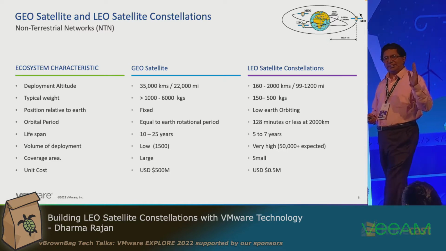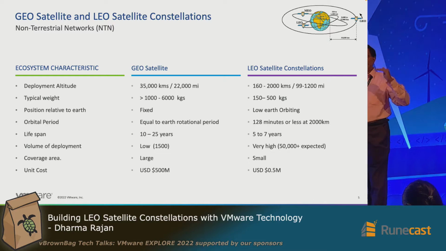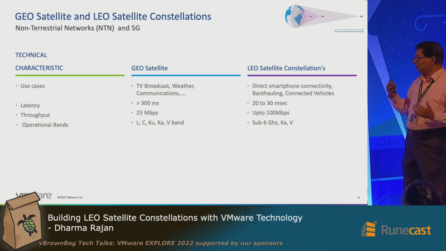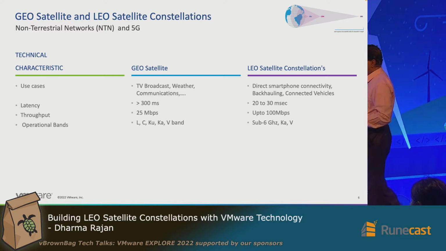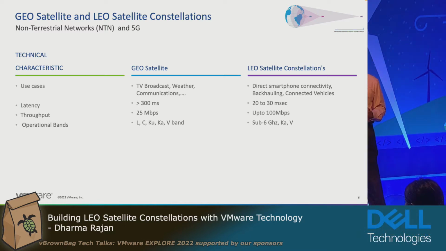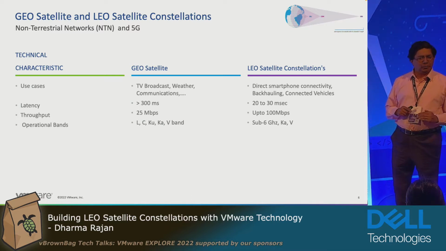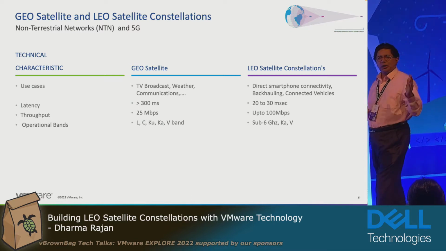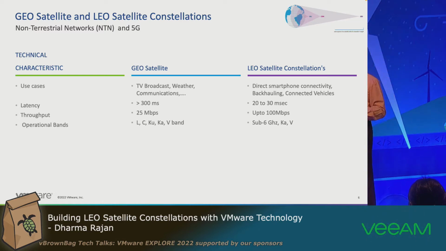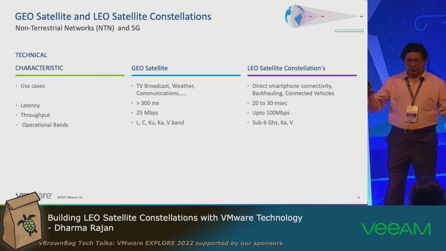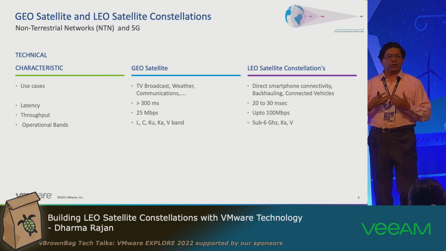Let us look at some technical characteristics and how that relates to 5G and where we bring things together from a spectrum point of view. Now, if you look at GEO from a use case point of view, GEO satellites have been used for a long time, whether it's weather prediction or any of that. And because they are positioned far away from the Earth, the latency is high, that's why you can't use it for smartphones and all of that.